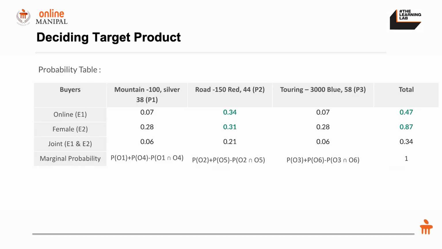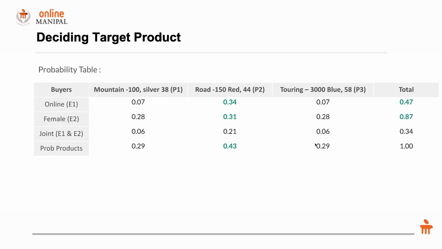We can also calculate the marginal probability, which is the probability of product 1, 2 and 3 independently. It is the probability of outcome 1 plus outcome 2 minus the intersection. Since these are not mutually exclusive, there is an overlap, so we subtract that intersection. Similarly, we do that for product 2 and product 3. Replacing the numbers, we get the probabilities for the products as 0.29, 0.43 and 0.29 respectively. Obviously, the overall probability sums up to 1. Here as well, we see that the probability of product 2 is higher compared to product 1 and product 3.